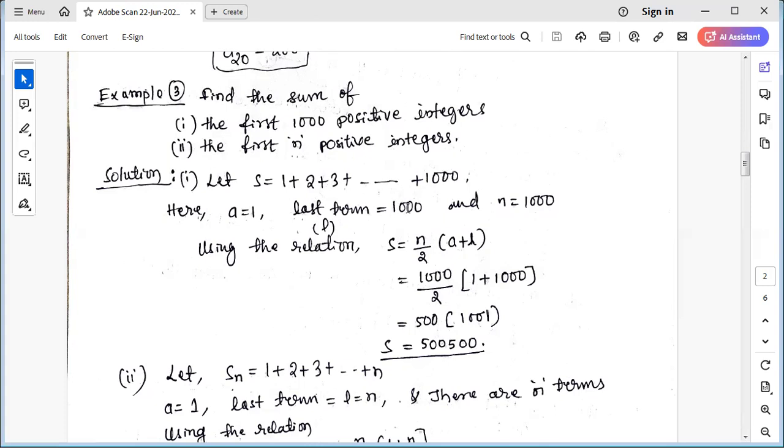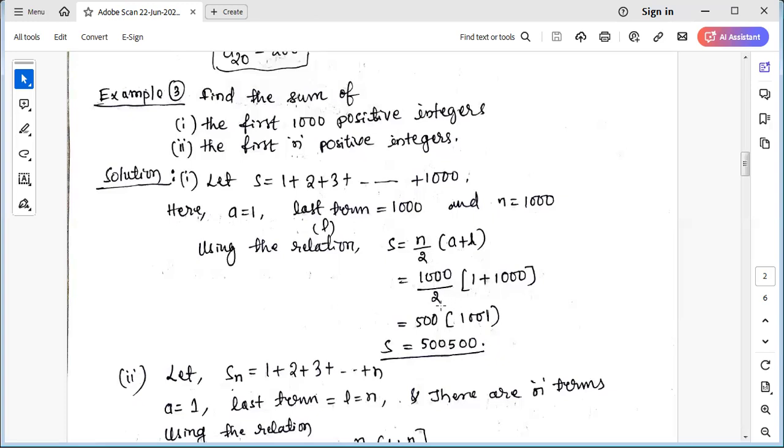The last term is 1000 and n is equal to 1000, because there are 1000 terms. So n is equal to 1000. Then using the relation S is equal to n by 2 into (A plus L), put the values. n is 1000 divided by 2 and A is 1, so 1 plus L. L is 1000.